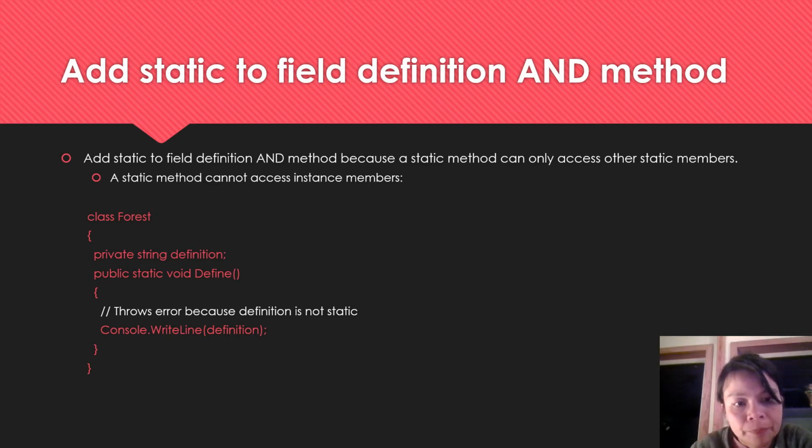So here, this is going to throw an error. If you write line or print definition here, this is going to throw an error because definition, this field, is not static. So you have to call it static here.